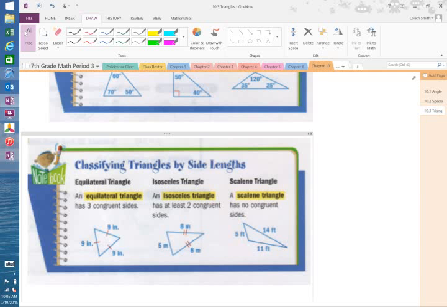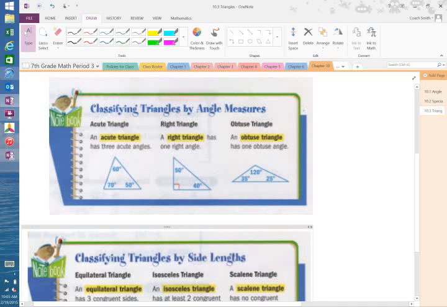Now, we classify triangles in two different ways. We classify them by their angles, and we classify them by their length of sides. The three triangles by their angles, obviously we've already written those down: acute, right, and obtuse. An acute triangle has three acute angles. A right triangle has one 90-degree angle and two acute angles. And then an obtuse one has one obtuse angle and two acute angles, all right?